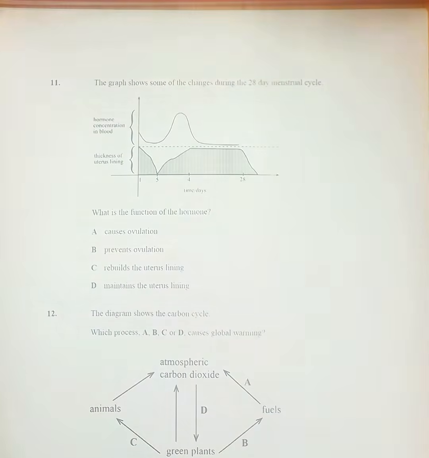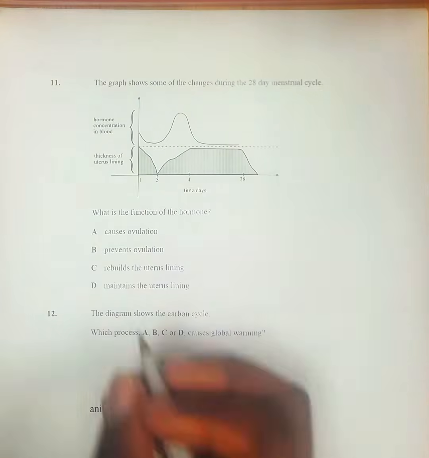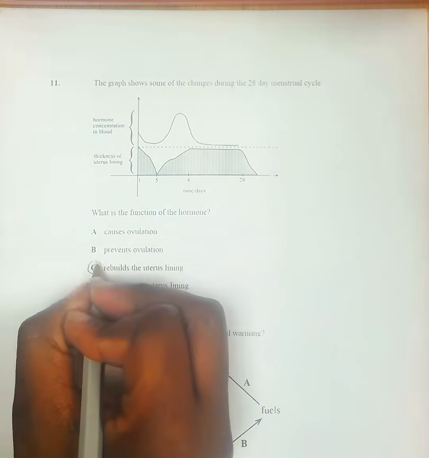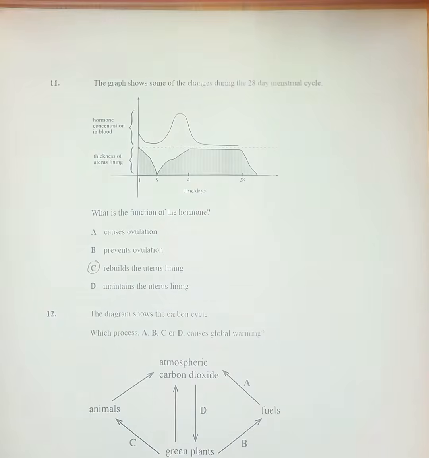Number 11, the graph shows some of the changes during the 28-day menstrual cycle. What is the function of that hormone? We are going to select C as our answer. It is going to rebuild the uterus lining. So the hormone estrogen rebuilds the uterus lining, whilst progesterone maintains the thickened uterus lining during pregnancy.